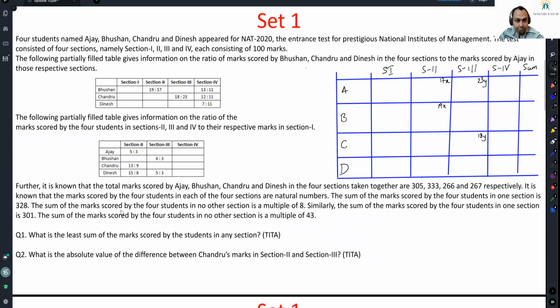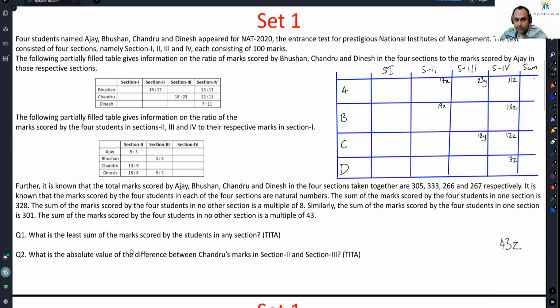For section 4, we have the precise scores available. So he has 11z, 13z, 12z, and 7z. So altogether for section 4, we have 43z. I'll write it here. 43z. Okay. Cool. Let's work forward.